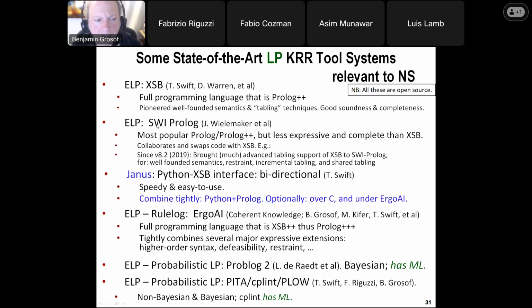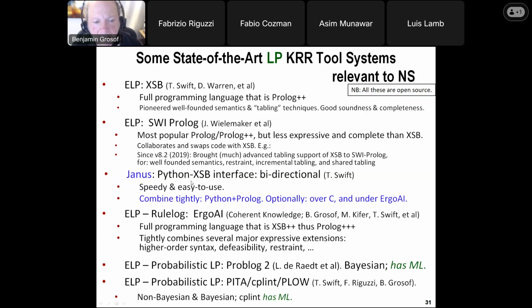Another Prolog, which can be viewed as extended LP, at least when you employ it in a pure fashion, both XSB and SWI Prolog, is SWI Prolog. It's the most popular Prolog or Prolog++, but it's less expressive and complete than XSB somewhat. It does collaborate and swap code with XSB, and some of these sophisticated techniques from XSB came into SWI Prolog in 2019. I was involved in that along with some collaborators.